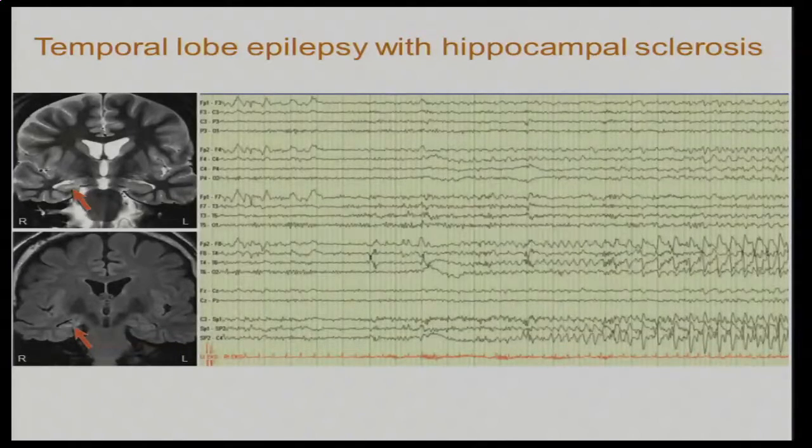This is the classic example of a surgically remediable syndrome, which is temporal lobe epilepsy with hippocampal sclerosis. This is the same patient I showed you earlier, with seizures arising from the right temporal regions. As you can see here, this is a discharge developing over the right temporal area in the classic fashion as in temporal lobe epilepsy.